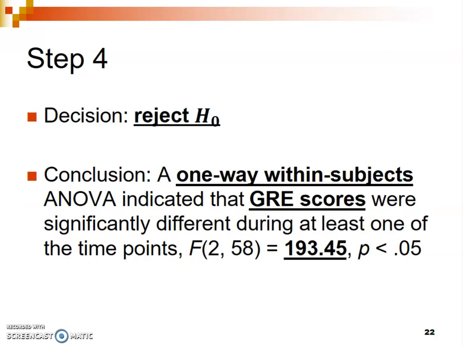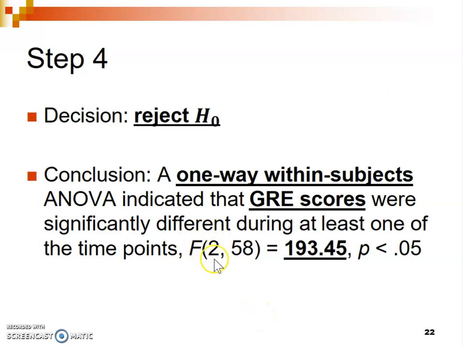So we're going to start out our conclusion by saying something like this. We'll say that a one-way within subjects ANOVA indicated that GRE scores were significantly different during at least one of the time points. We know that one of the time points is significantly different, but we have to do a little more work to identify which, or if all, the time points were different. Before we do that, we'll report it this way to start our conclusion, and make sure you indicate your test statistics at the end of that sentence. We used an F test to make this decision.